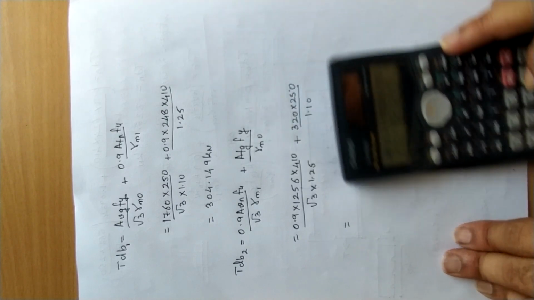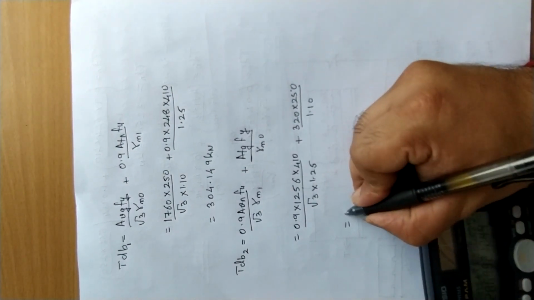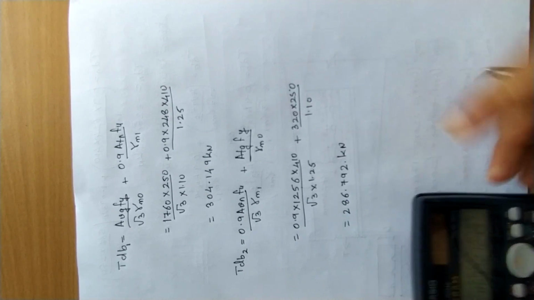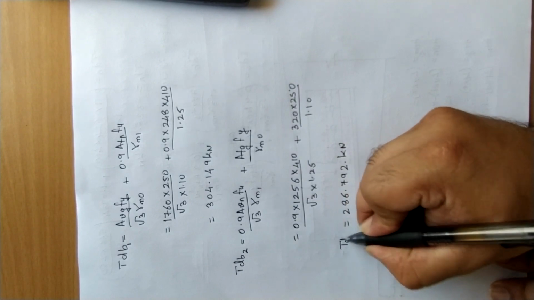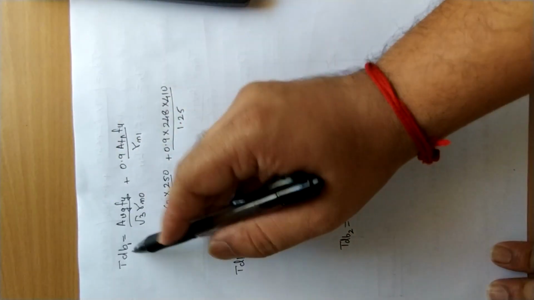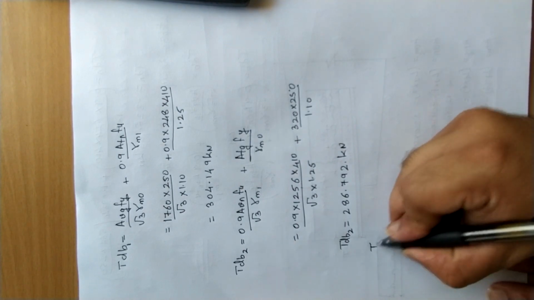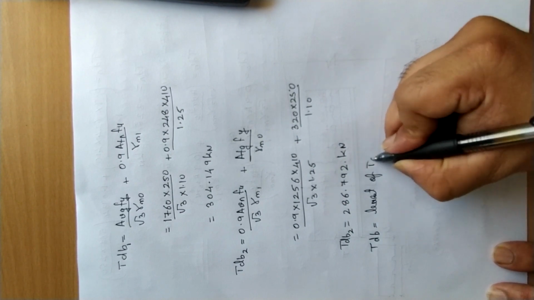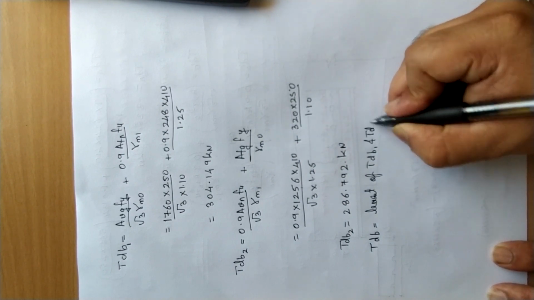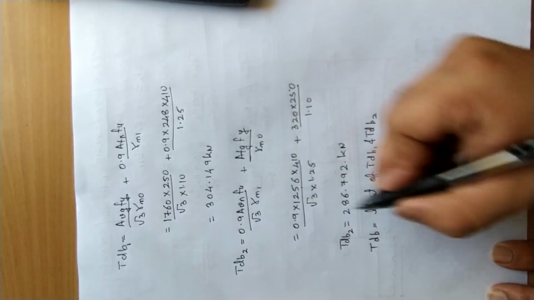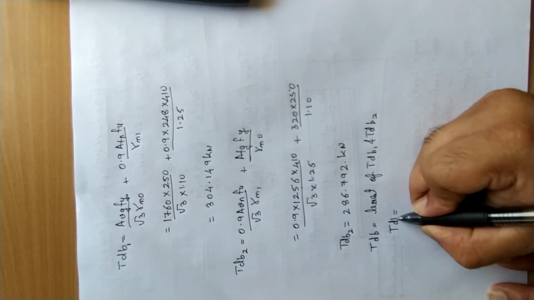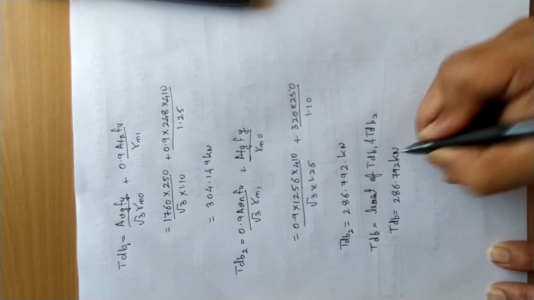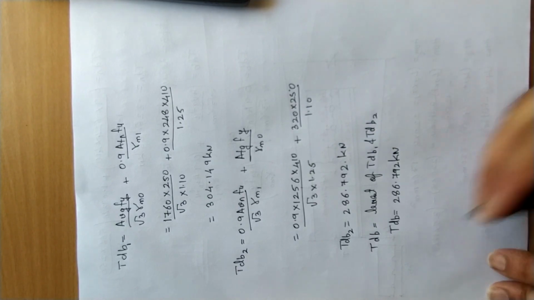So this is working out to be 286.792 kilonewton. So what is happening? TdB2. We have two values for block shear. One is TdB1, one is TdB2. So what is TdB? TdB is least of TdB1 and TdB2. So which is least? We have this value and this value. So this is least. So TdB is equal to 286.792 kilonewton.